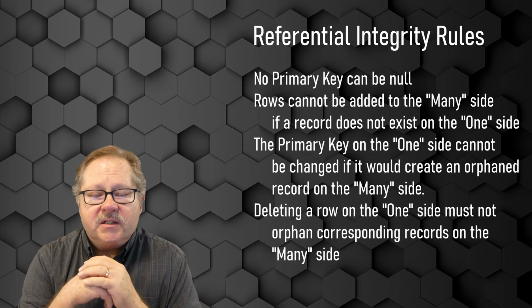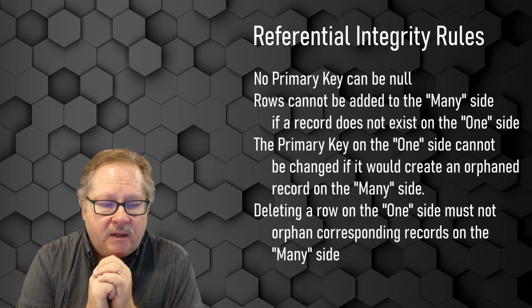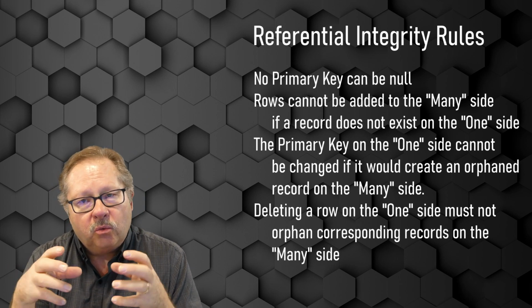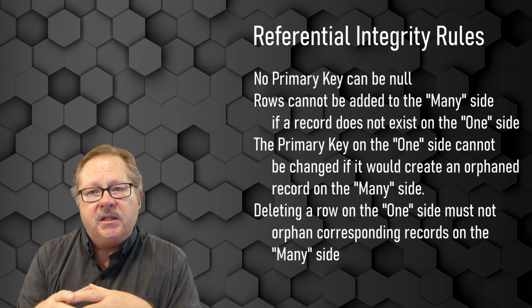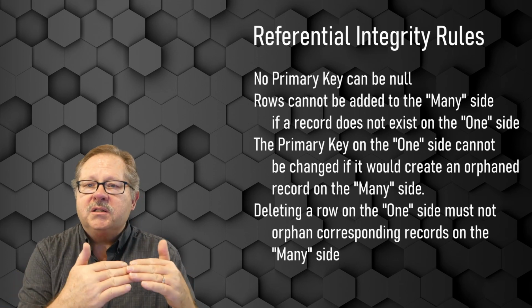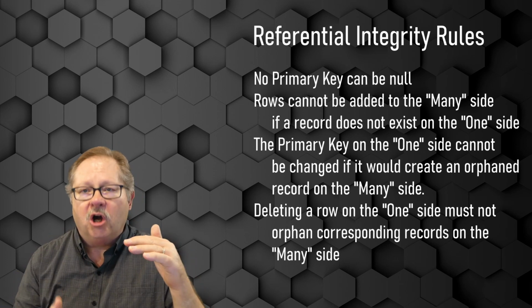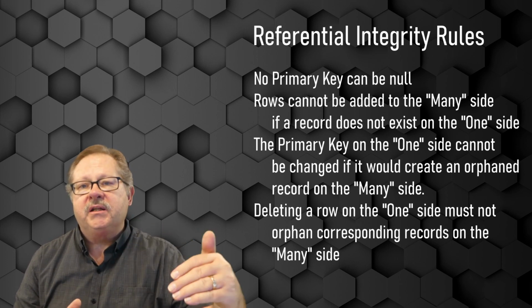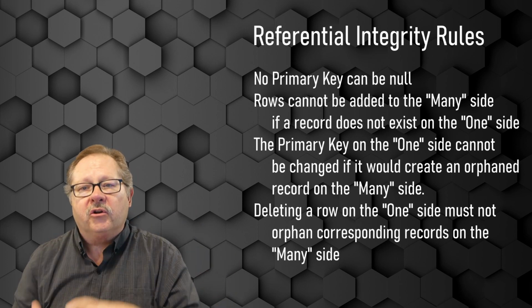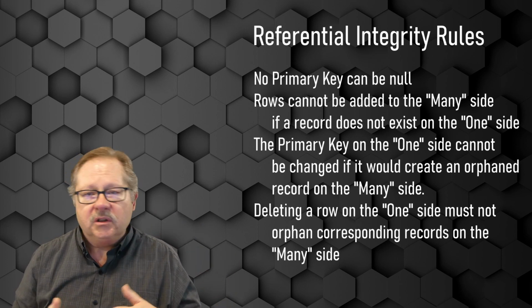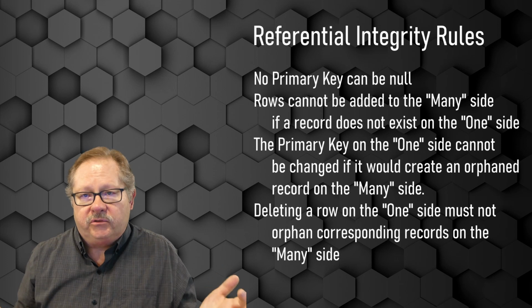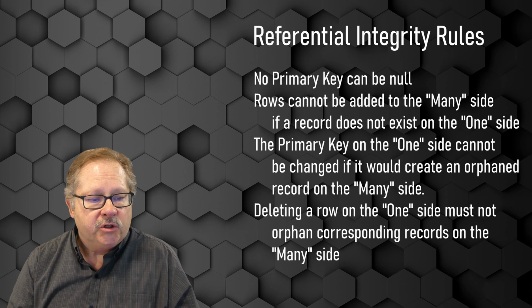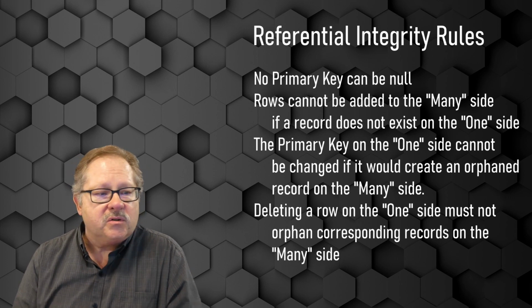The next one is that deleting a row on the one side means you can't orphan any record on the many side. So what really has to take place here is the record on the one side needs to be deleted along with the records on the many side, the complete set. In other words, if you're deleting an invoice, you delete the header and all the detail at the same time. You don't leave all the detail hanging out to dry with no record to attach it back to. So you have these sets of rules.